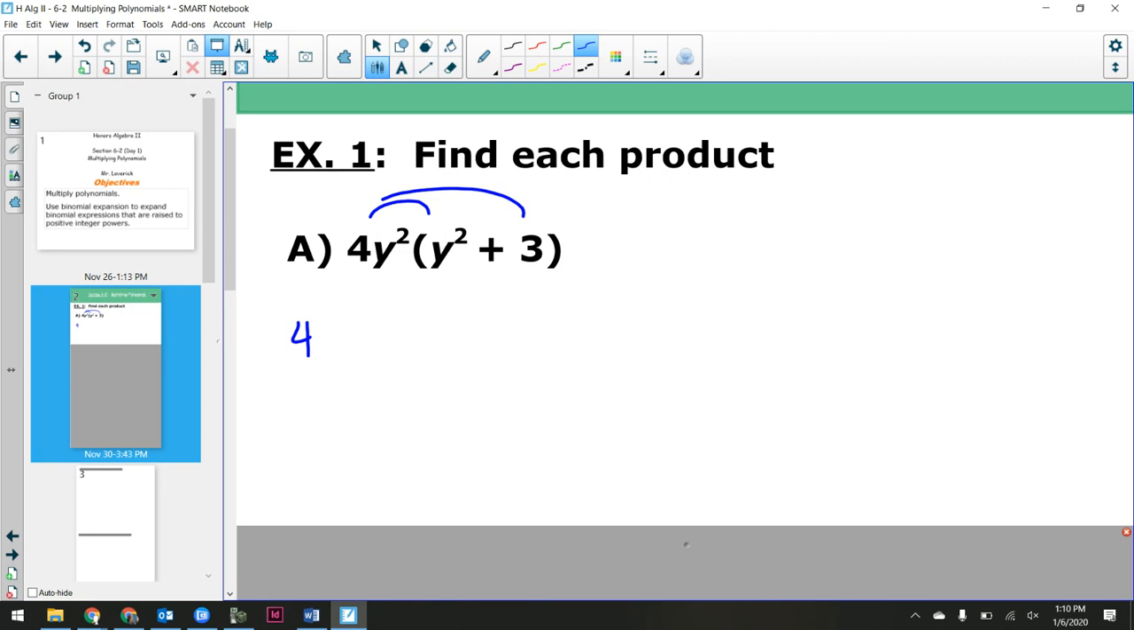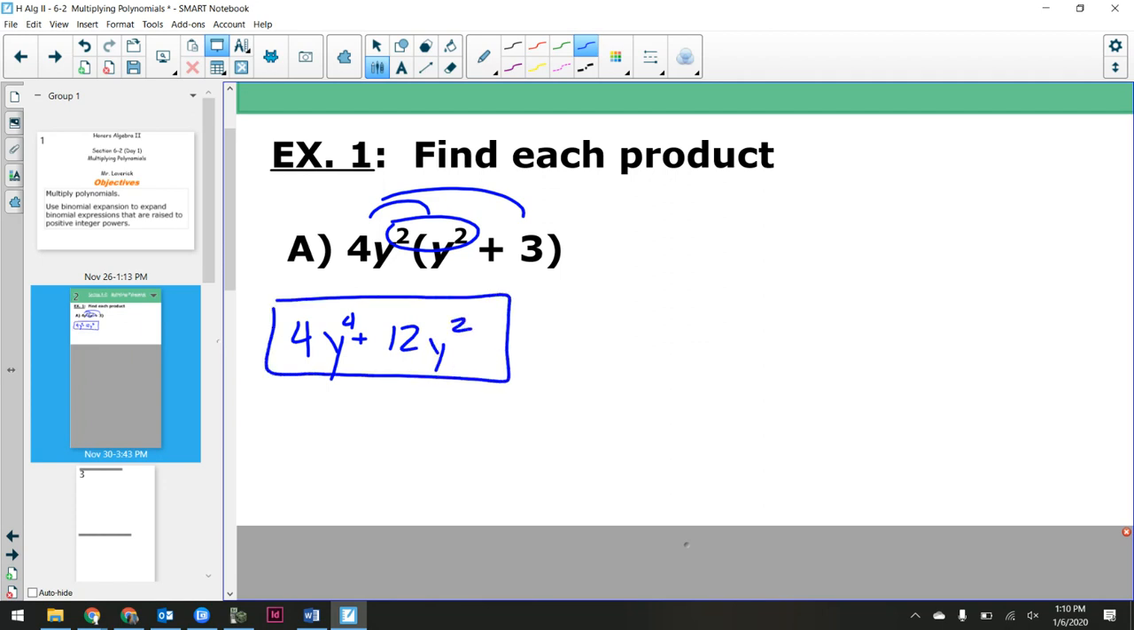4y to the fourth. Now, what am I doing there? Am I adding or am I multiplying with those exponents? I'm adding, right? Whenever we multiply things with like bases, we add the exponents together. Plus, and then I take 4 times 3 is 12, and then I drag along the y squared.